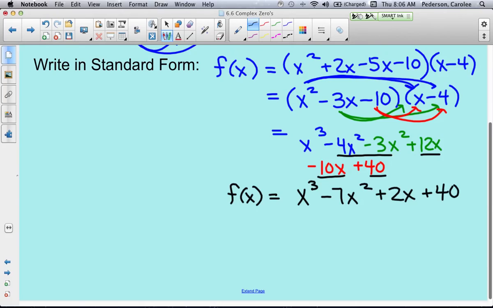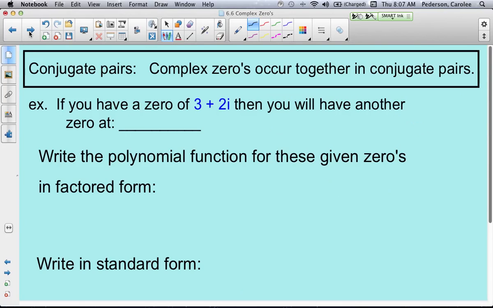Notice that we had 3 zeros in this function, and now my function's degree is 3. Later on in the chapter, we're going to graph these polynomial functions. Let's go on to the next example. You don't need to write this box down. You already have it in your notes, but I just wanted to review with you.